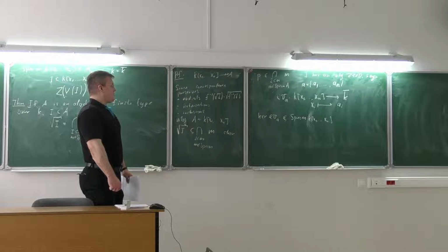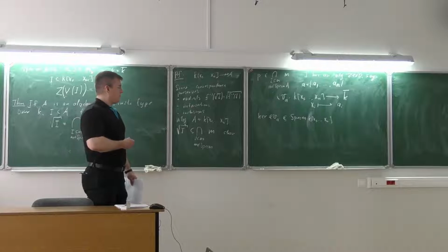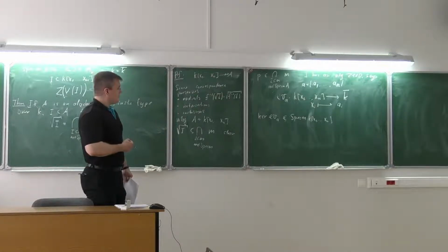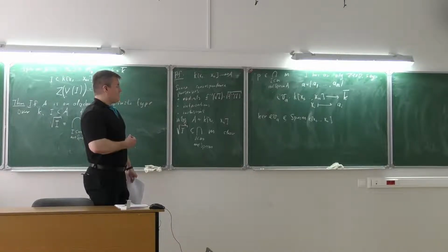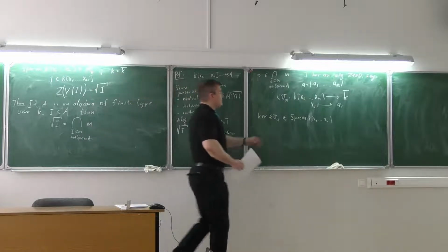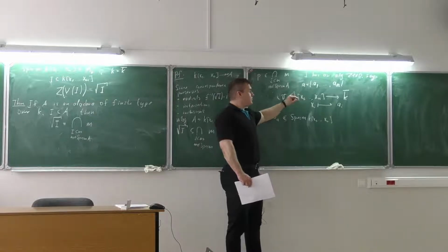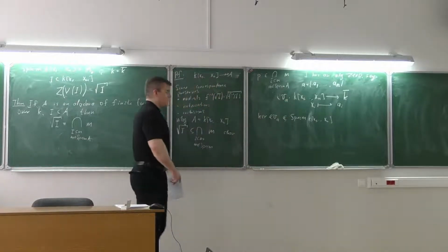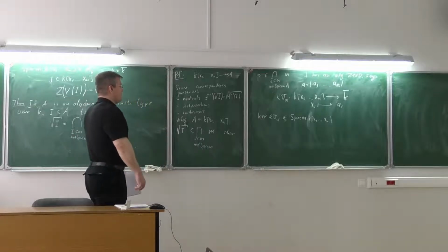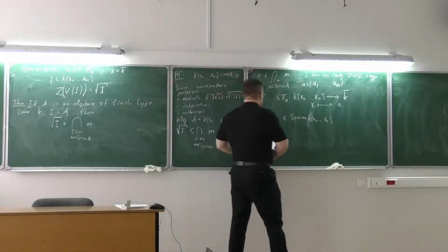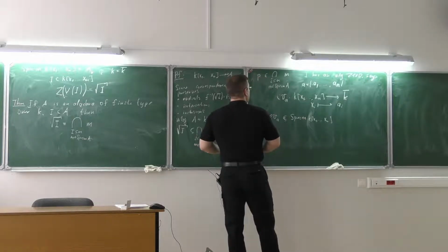So the image is a field, hence, if the image is a field, then the kernel has to be a maximal ideal. Cannot we just say the kernel is (x_1 - a_1, x_2 - a_2, and so on), the maximal ideal corresponding to the point A? No, because these are not elements in K. These are elements in the algebraic closure. So it doesn't really make much sense to say x_i - a_i. Okay, so anyway, this is a maximal ideal.